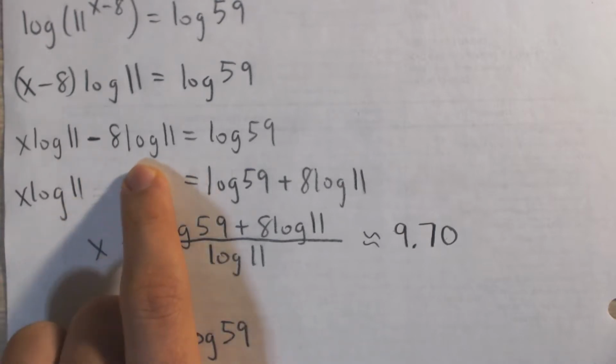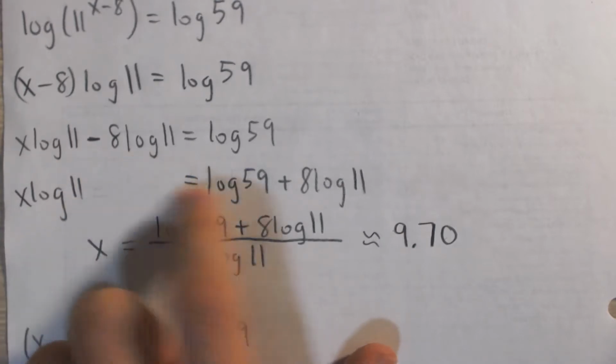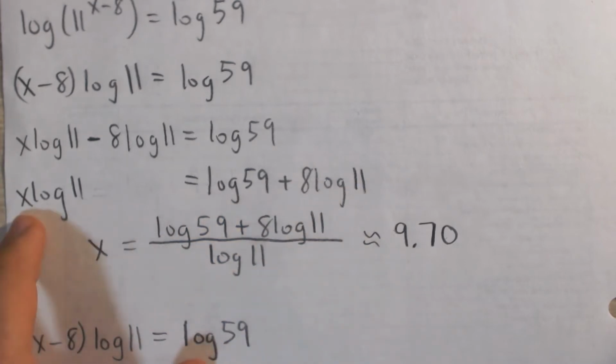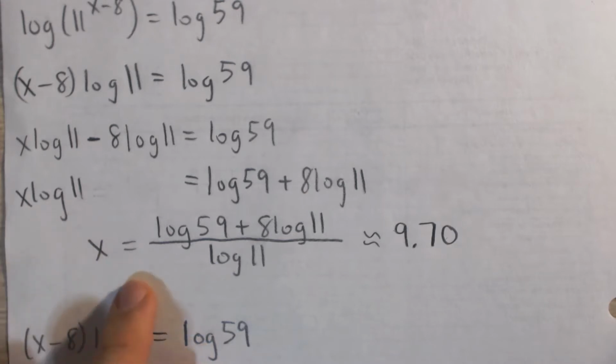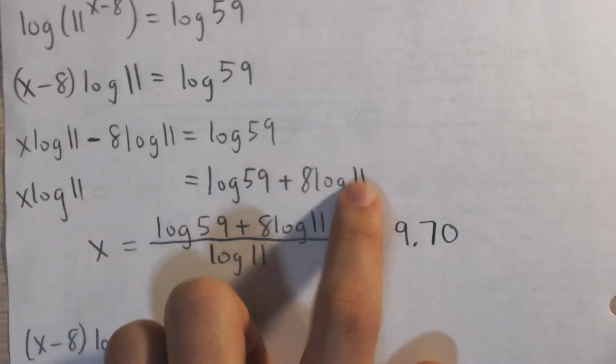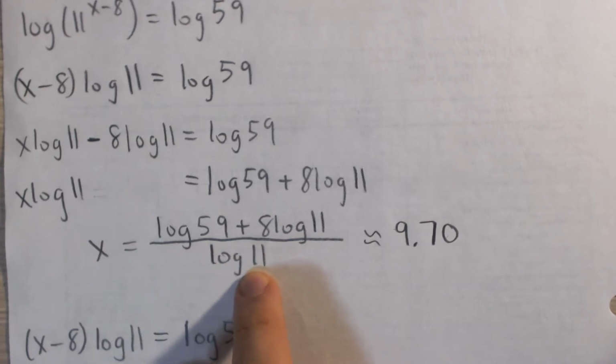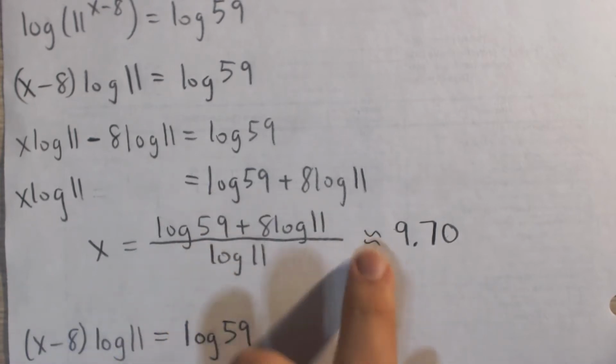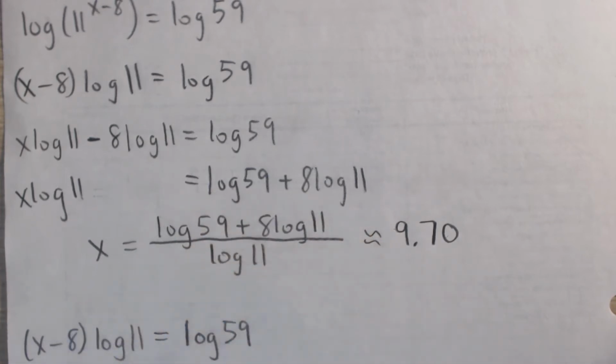So here we go. Add 8 log 11 to both sides, which moves it over to the right. On the left side, all we have is x log 11, so divide both sides by log 11. Wow, it's a lot of logs. And we get x equal to this divided by log 11, as you can see here. And that's an exact answer. If you plug that into your calculator, you're going to get about 9.7. And so that's your final answer.